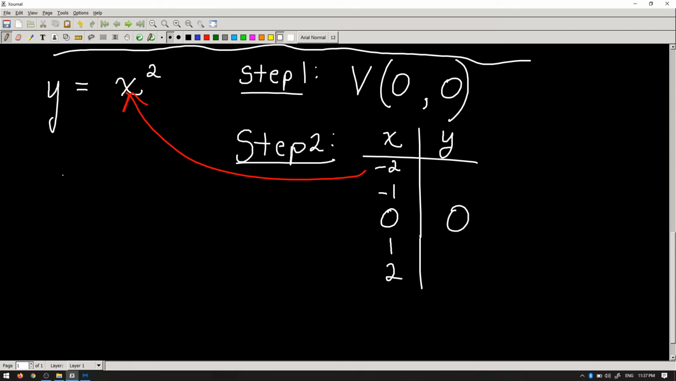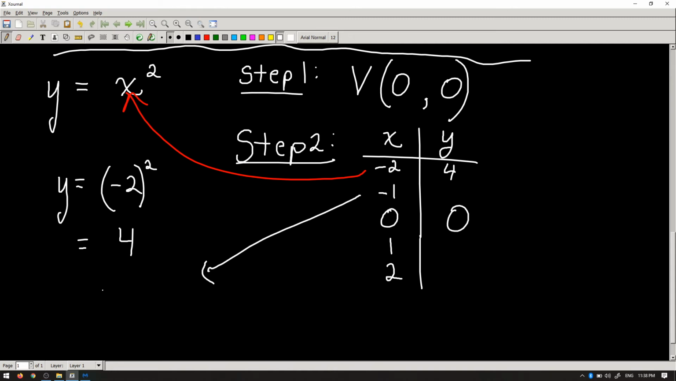So to fill out that first entry in the table, I'm going to plug in negative 2 in a bracket squared, and I'm going to generate a 4. And so I get negative 2, 4 as my first point. I'm going to do the same thing with negative 1, and I'm going to get negative 1 squared. All I'm doing is replacing the x with a bracket and a number. So what is negative 1 squared? It's 1. And so I get 1.